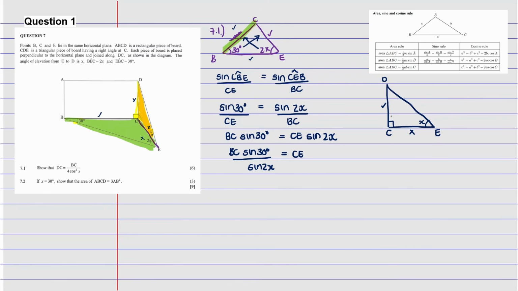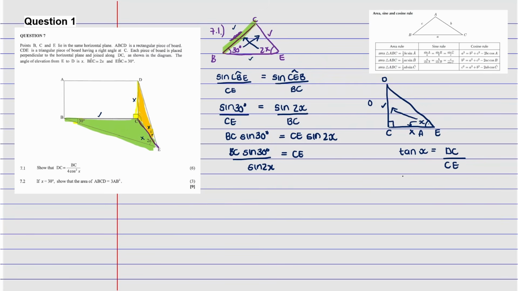So what do we know? Since we want this and we have this, this is opposite and this is adjacent. What's opposite and adjacent? That's tan. So this is the same as tan x, because the angle is x, equals what's opposite, DC, what we actually want, divided by CE.